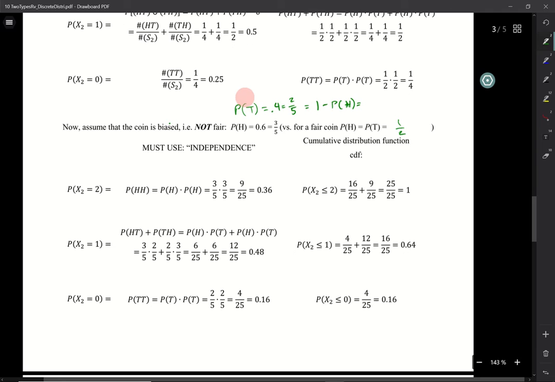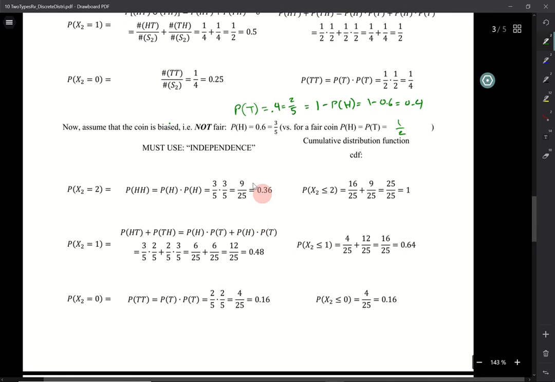1 minus 0.6 is equal to 0.4, right? So you get either heads or tails. And even though we're talking about heads or tails, it could be on time or not on time. It has a 0.6 chance of being on time, and a 0.4 chance of being late, not on time. Then you can work these out, and you have a slightly different probability distribution.